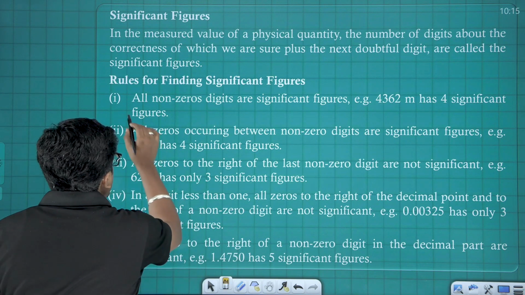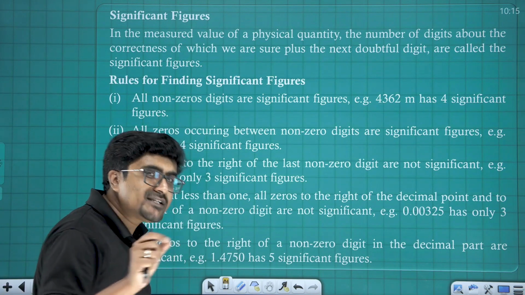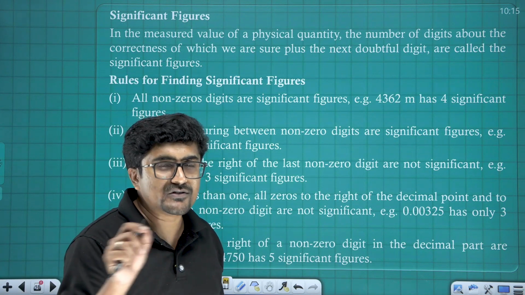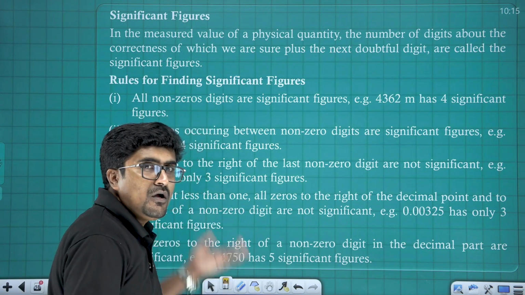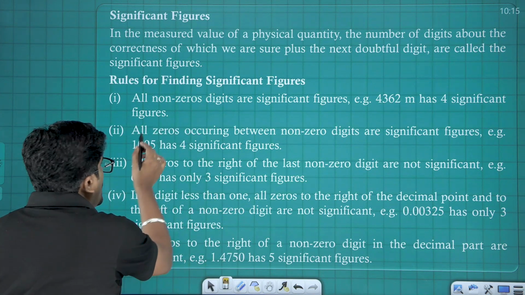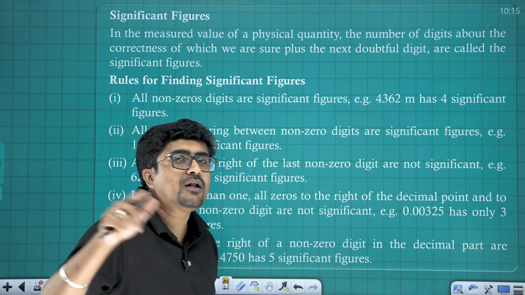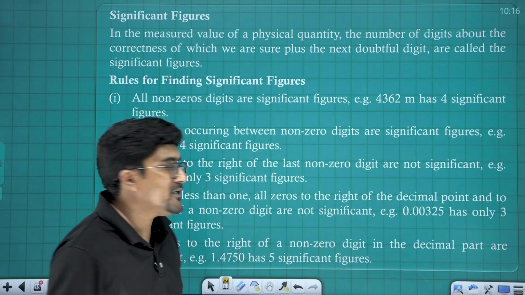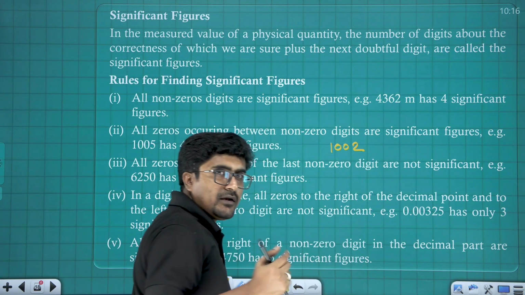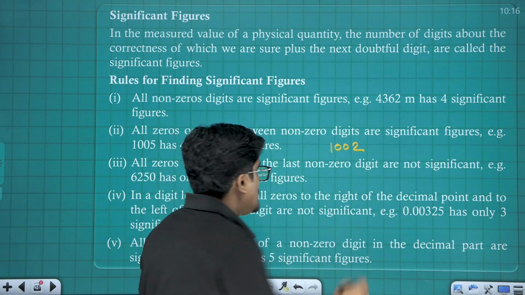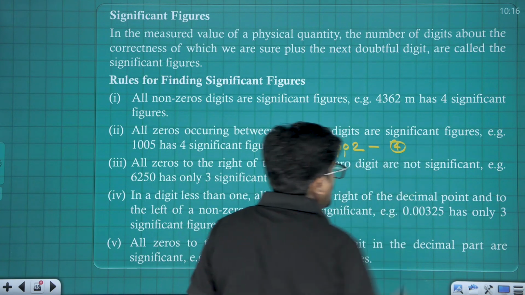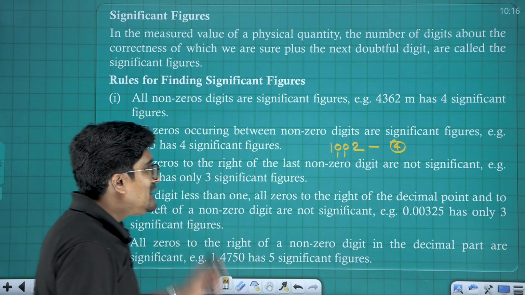Okay. Starting with the first, point number 1 says all non-zero digits are significant. And I told you the concern is always about the zeros. Point number 2 says all zeros between two non-zero digits are significant. I am going to take it like this: 1002. Here you can see two zeros between 1 and 2. So these two zeros are significant figures. That means here the number of significant figures is 4.